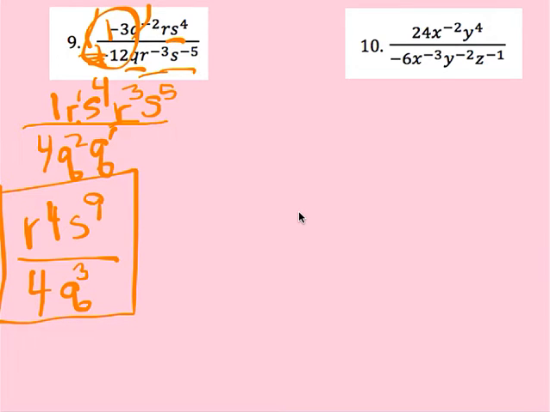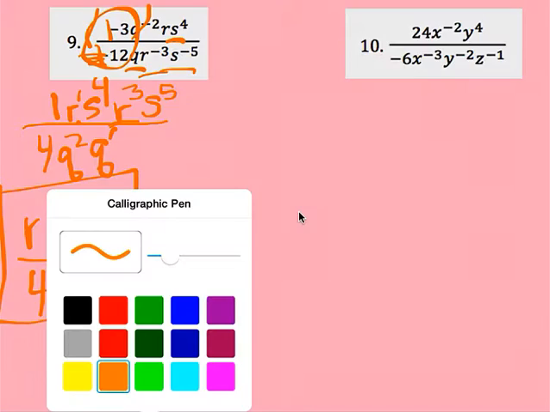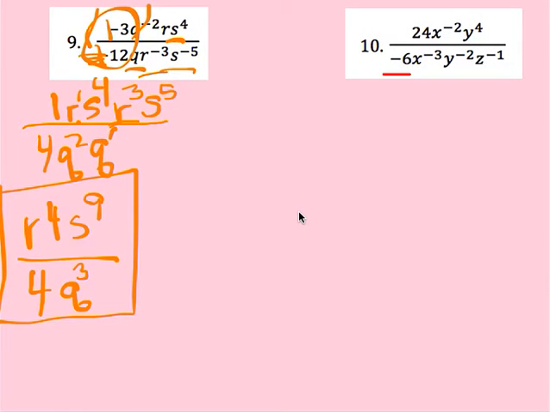Okay, so let's take a look at number 10. Again, on number 10, it's important to remember that negative 6 is just a negative number. It's not a negative exponent that you need to flip. So 24 divided by negative 6 is going to give me a negative 4 up top. So I'm just going to go ahead and write that, but I'm going to still leave space for a bottom. So I have x to the negative 2 right here. So I'm going to go ahead and write that on the bottom. Y to the 4th up top, I'm going to write that up top.